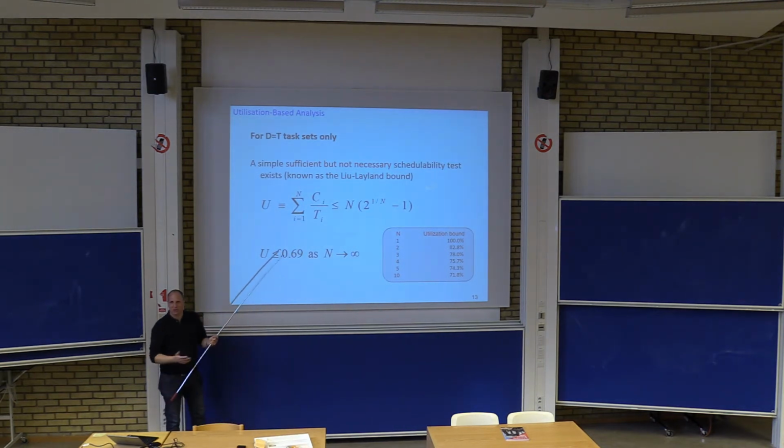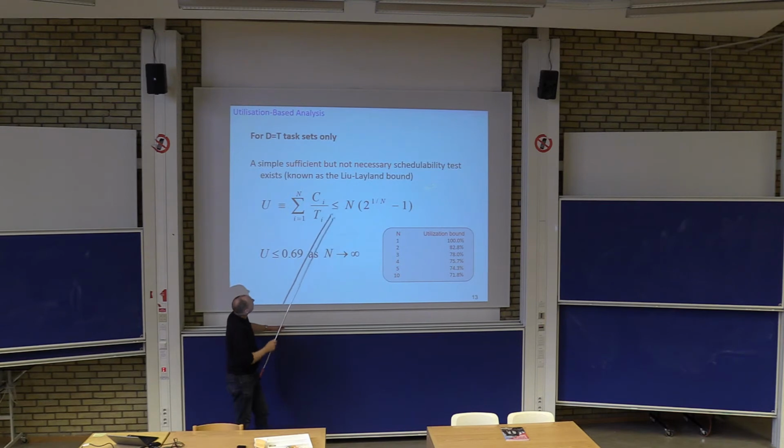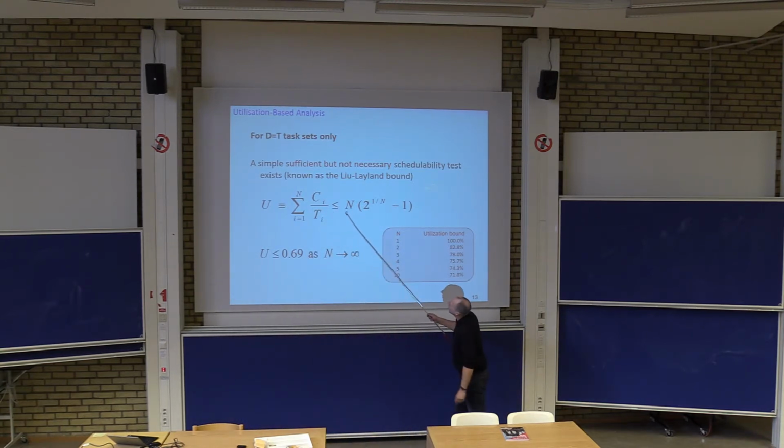And it's obvious that if the total number will be above 1, meaning more than 100% is necessary, then we can't meet the deadline. But this is a sufficient but not necessary schedulability test. So we actually need something stricter than that. So if you have n processes, then we say that the utilization should be less than this.